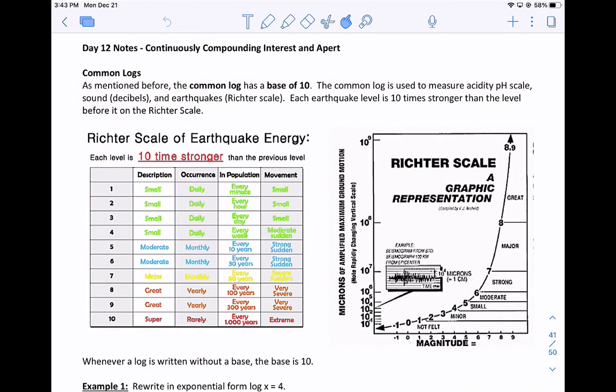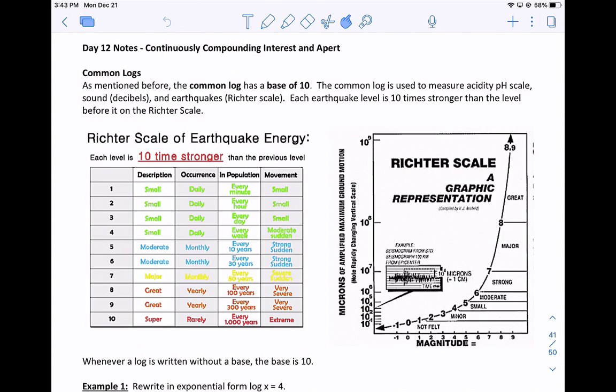Day 12, we're going to talk about continuously compounding interest and something called APert. Common logs. As mentioned before, the common log has a base of 10. The common log is used to measure acidity, pH scales, sound in decibels, and earthquakes, the Richter scale. Each earthquake level is 10 times stronger than the level before it on the Richter scale.